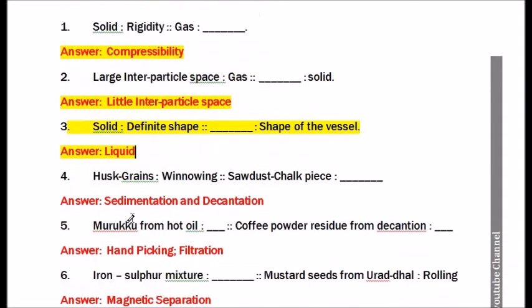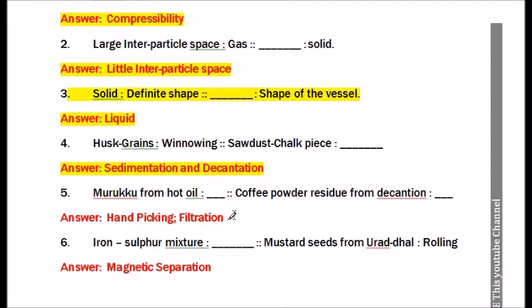Question number 4. Husk and grain is to winnowing as sawdust and chalk piece is to dash. Answer is sedimentation and decantation.